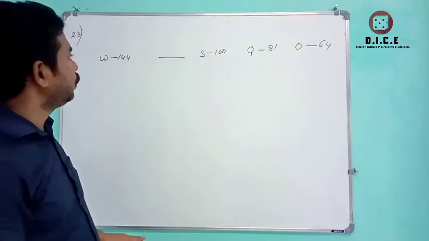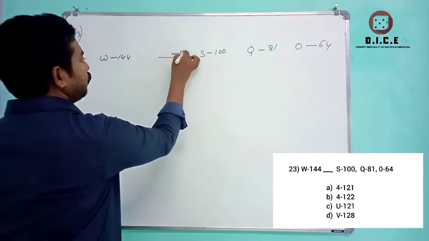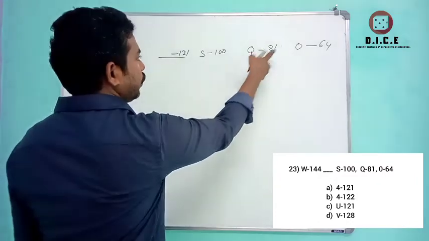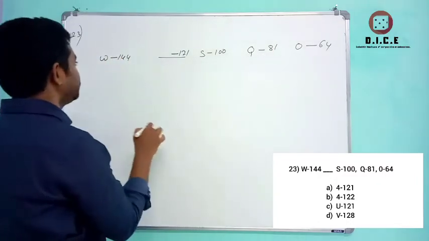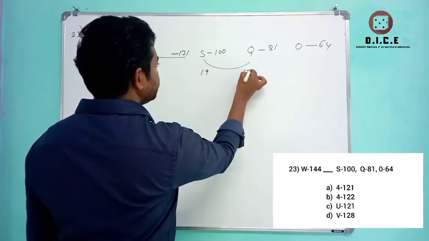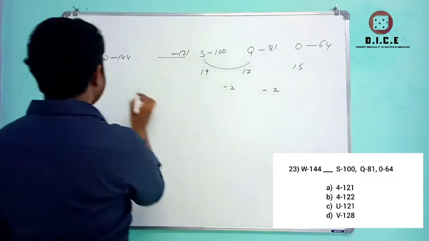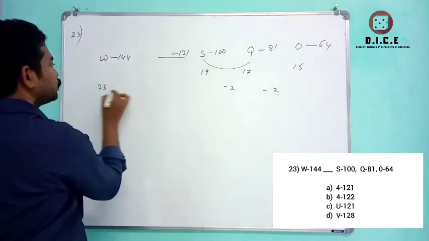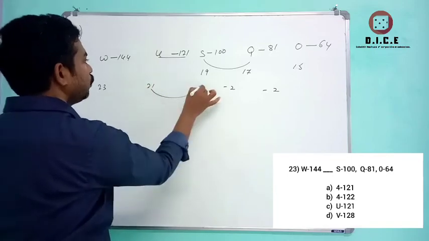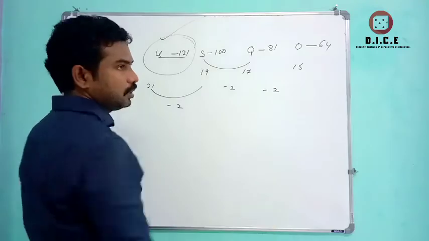I think the question number 23, you can directly say that the answer as ending number should be 121 because this is 12 square, 11 square, 10 square, 9 square, 8 square, decreasing pattern. Now if you see the letters, S is 19, Q is 17, gap is minus 2, O is 15, gap is minus 2. So similarly W is 23, minus 2, that will be 21. 21 is the letter nothing but U, and 21 to 19 is also minus 2. Therefore the answer is U121 is your answer.